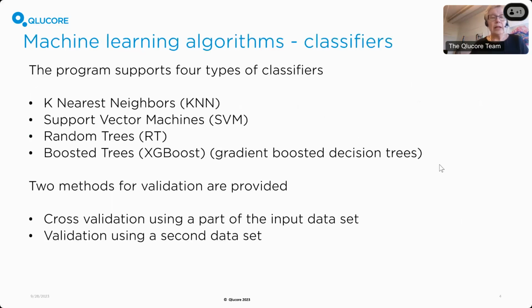And the classifiers that we support are 4: K nearest neighbors, support vector machines, random trees, and boosted trees that we call XGBoost. And we also have 2 methods for validation. So cross-validation using a part of the input data set, or validation using a second data set.